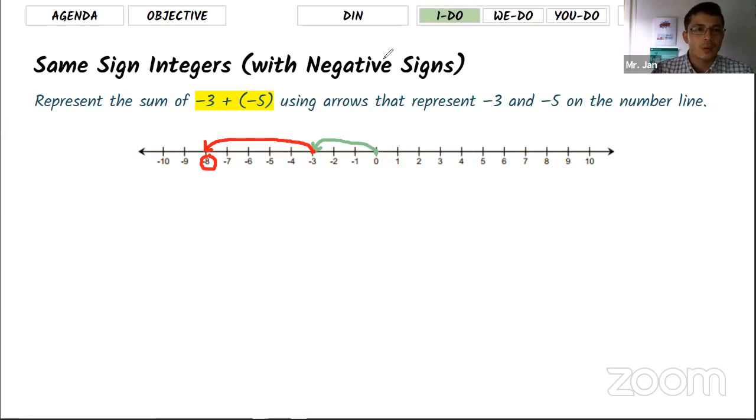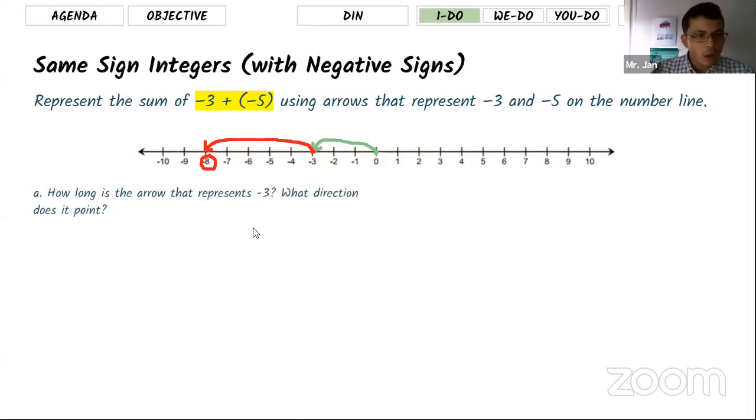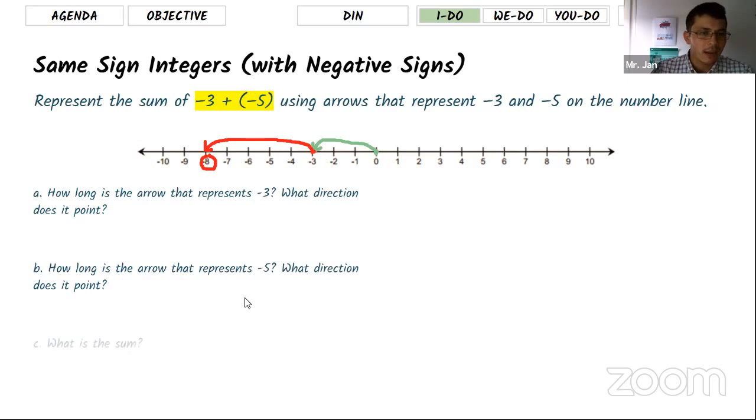Let's see the questions. How long is the arrow that represents -3? How long is the arrow that represents -5? And what is the sum? Let's talk about this. The arrow for -3 is 3 units long. I'm not saying -3 because when we talk about the length of the arrow, the distance, we say the number itself, but then you need to explicitly say the direction: it's to the left.